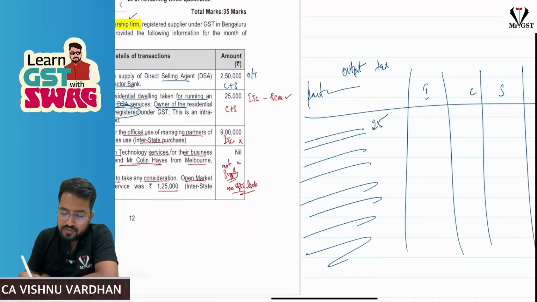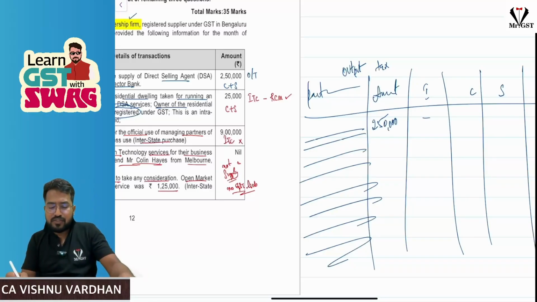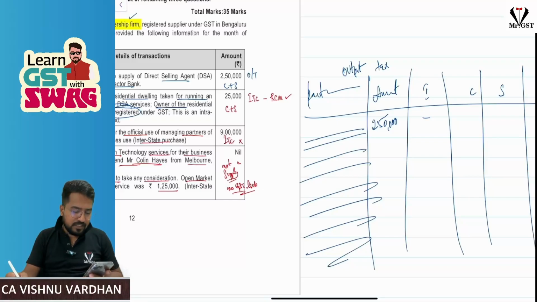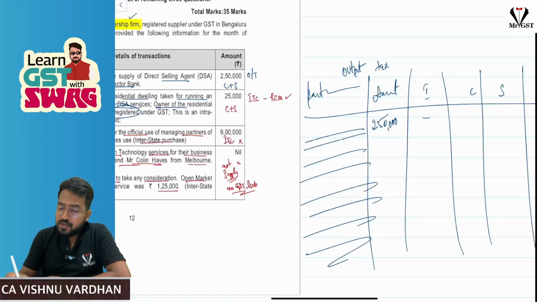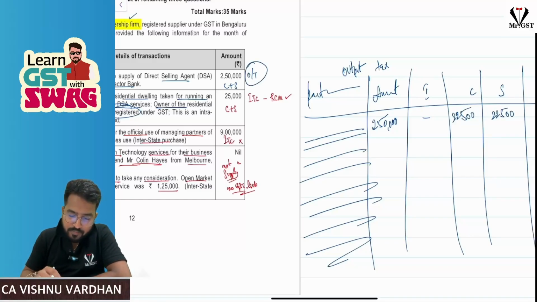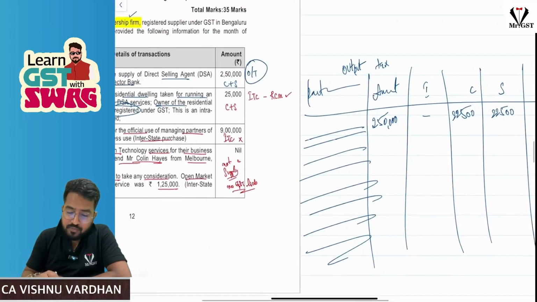On 2,50,000, you also maintain one amount column here. Okay. So for 2,50,000, IGST will not come. We have to see CGST, SGST, 9%, 9%, correct? So CGST, SGST, 9%, 9% on 2,50,000 will be 22,500, 22,500. Okay, this adjustment is over. Next, first step, what we will do, we will calculate output tax. So please be careful with that.